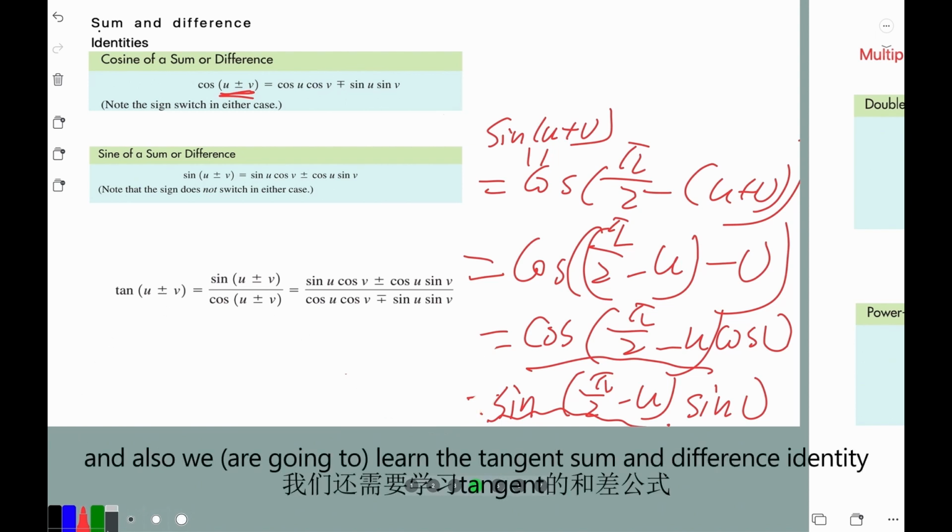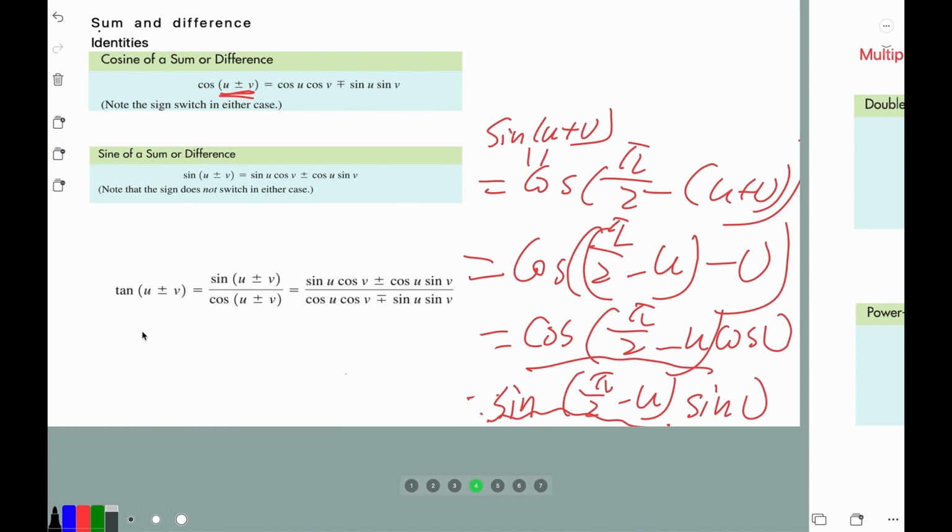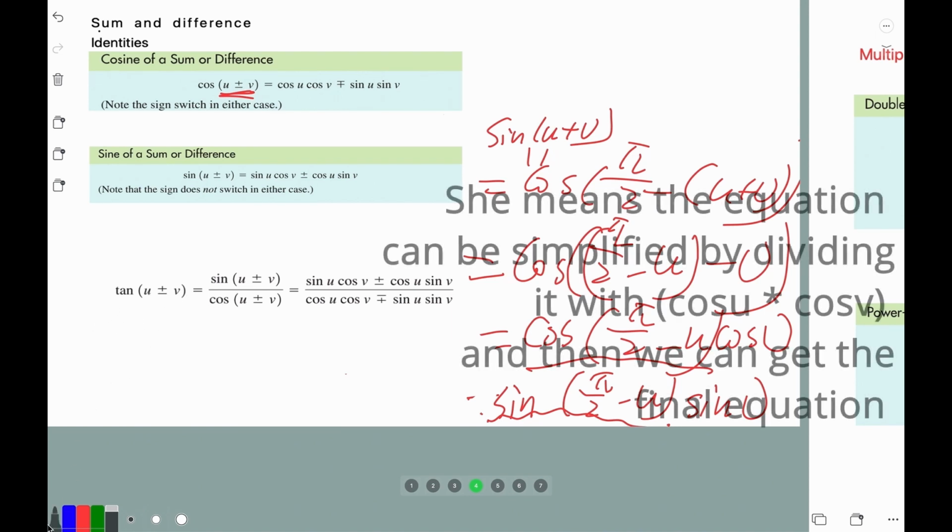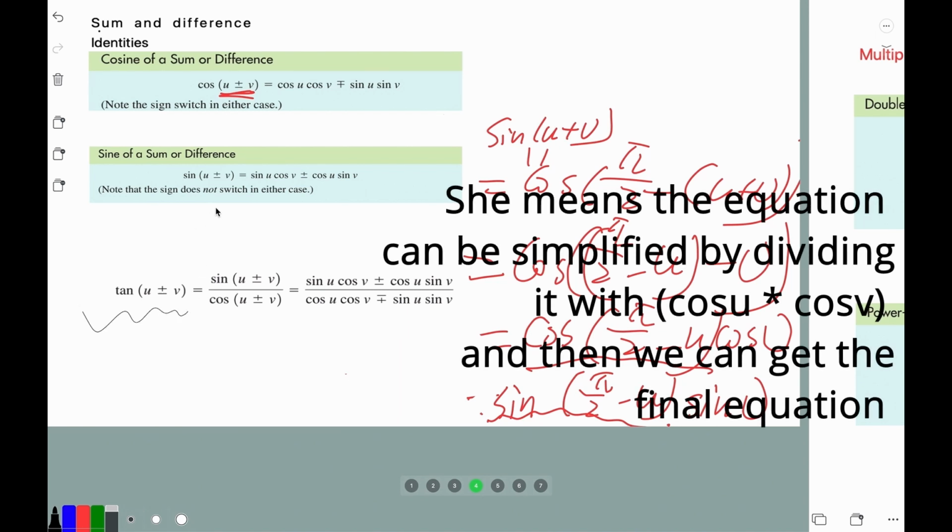And we also learn the tangent sum and difference identities. Tangent theta equals sine theta over cosine theta. So this is just like this, but it can also be expressed in terms of tangent alone.